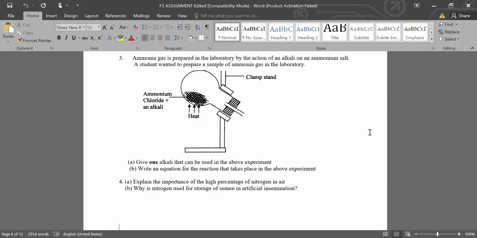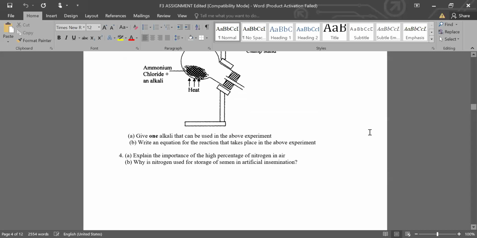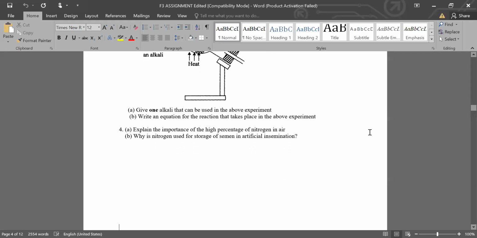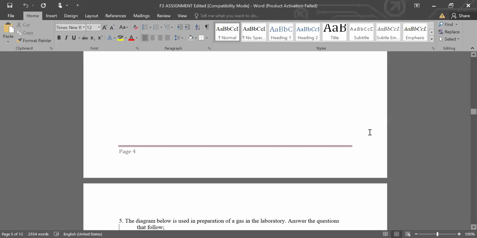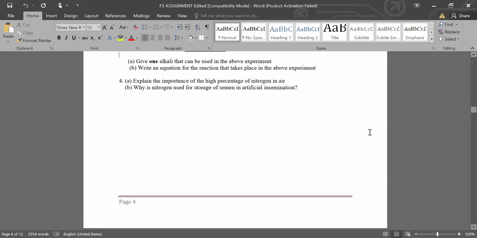Writing the equation, NH4Cl, that is ammonium chloride, plus calcium hydroxide, Ca(OH)2, gives calcium chloride, CaCl2, ammonia, NH3, and of course H2O. That is the equation. That's how to write that equation. And then where there is ammonium chloride, we put a 2.